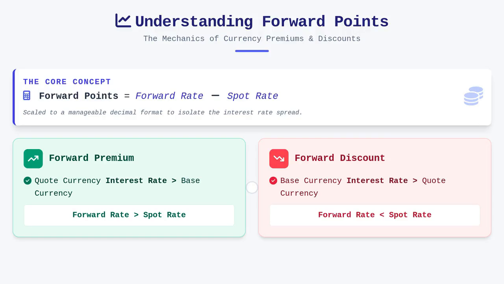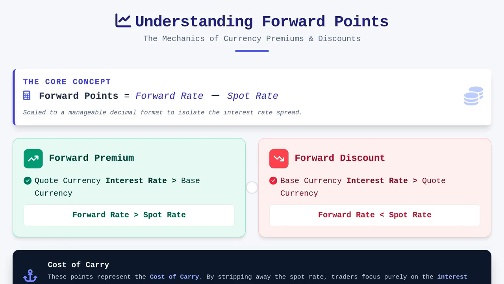These premiums and discounts represent the cost of carrying one currency against another, often referred to as the cost of carry. By isolating these points, traders can strip away the level of the spot rate to focus purely on the interest rate spread, which is the primary driver of forward market volatility.